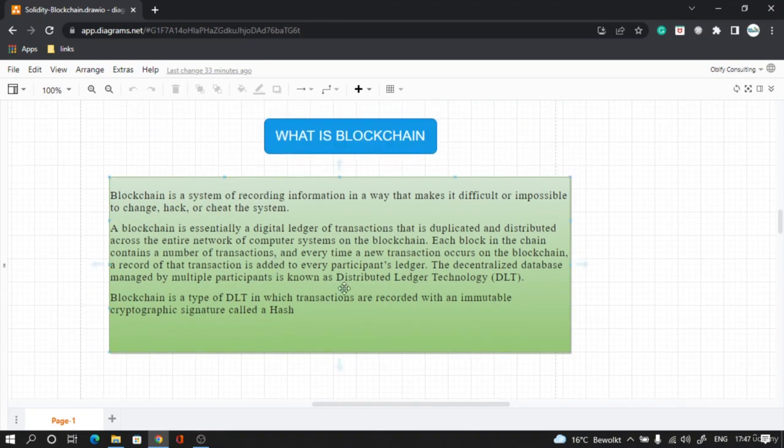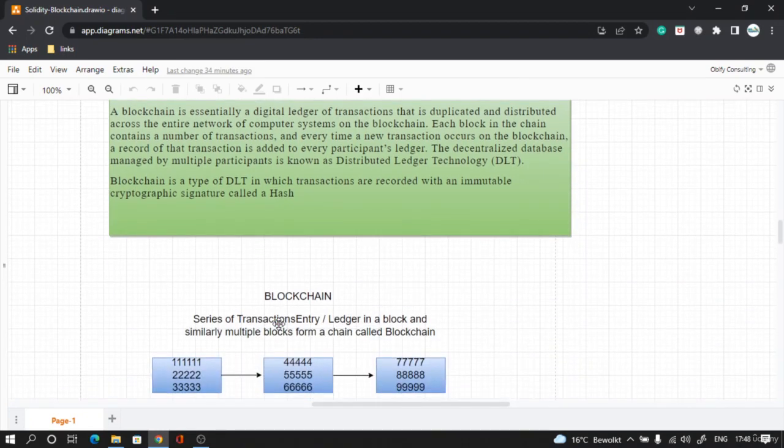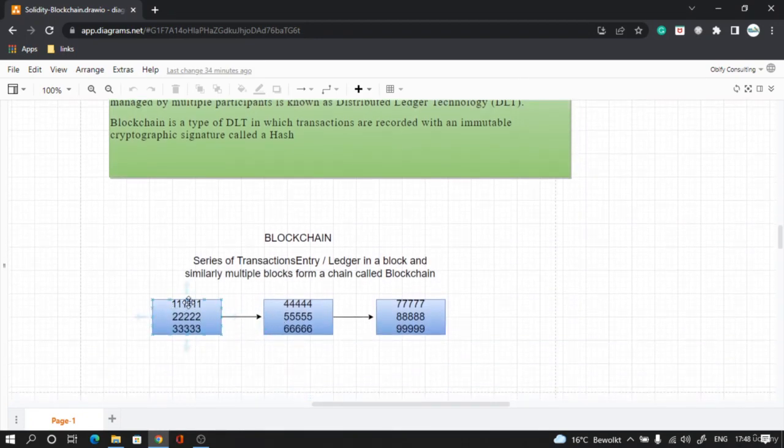So now you understand what blockchain is, what distributed ledger technology is, and what the benefits of blockchain are. You cannot change the data, you cannot hack the data, you cannot cheat the system. It is a distributed, decentralized database. It is a network of computers. It records transactions with a cryptographic signature called hash. It forms a series of blocks with transactions, and that's called a blockchain.